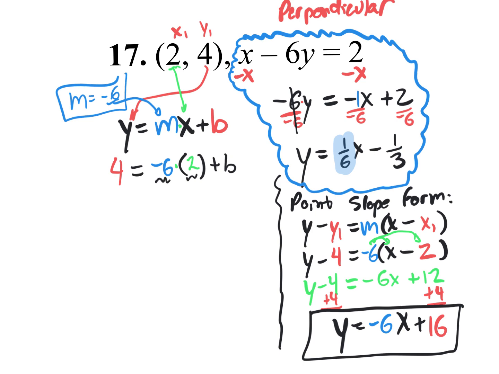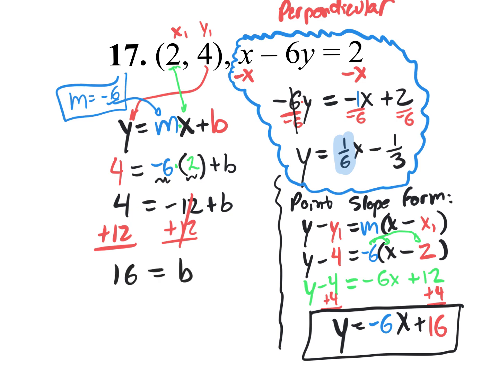Of course, -6 times 2, that's -12. You still have a plus b. You still have an equal sign. You still have a 4. You want to get b by itself. You don't want this -12. So you're going to get rid of it by doing the opposite. Plus 12. What you do to one side, you do to the other side to maintain the equality of the equation. 4 plus 12 is 16. 16 equals b. b equals 16.